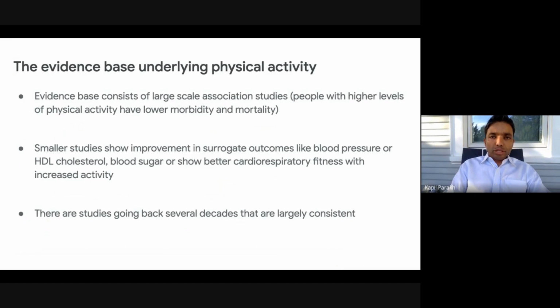And all of these are directionally suggestive that the association that we saw in the large-scale association studies is actually not just correlation, but causation. And these studies go back several decades and are pretty much consistent that physical activity is associated with improved health.